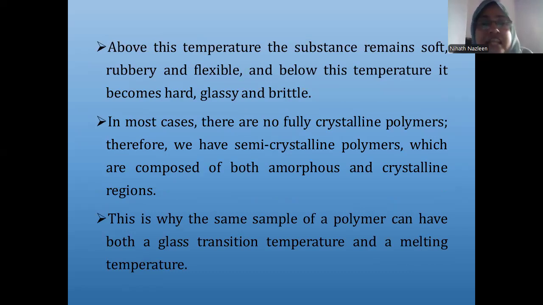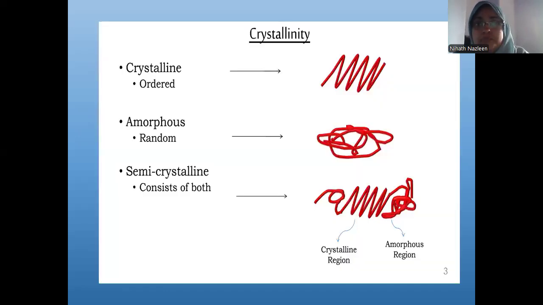and brittle. In most cases, there are no fully crystalline polymers. That is, we have semi-crystalline polymers, which are composed of both amorphous and crystalline regions. That is why the sample of a polymer will have both a glass transition temperature and a melting temperature.